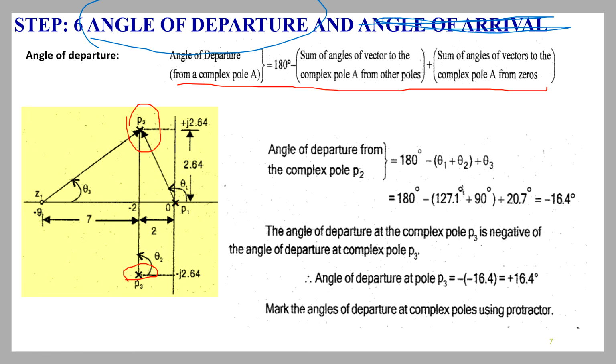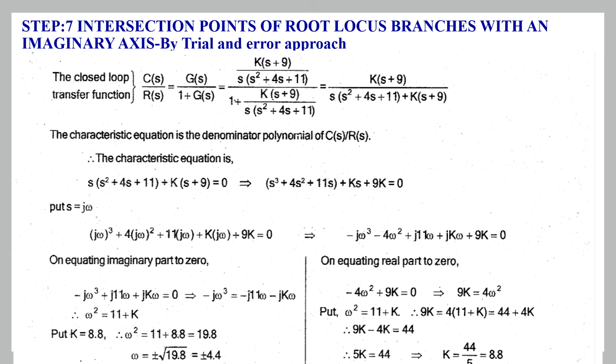And we know that if we are moving in the anti-clockwise direction, the angles are positive. So the angles are mentioned as positive, as we are measuring the angles anti-clockwise. So here I got the angle of departure as minus 16.4. For the next case, I got the angle of departure as plus 16.4. So keep it as such, we'll discuss it in the next step.